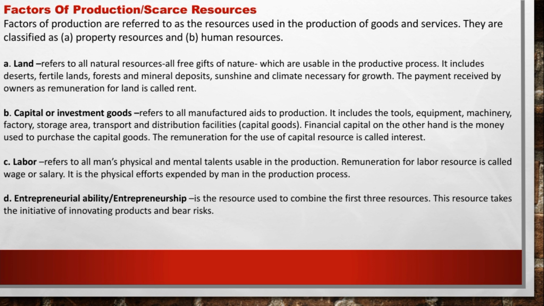We have labor. It refers to all man's physical and mental talents usable in the production. Remuneration for labor resource is called wage or salary. It is the physical effort expended by man in the production process. We have lastly, entrepreneurial ability or entrepreneurship. It is the resource used to combine the first three resources. This resource takes the initiative of innovating products and bears risks.